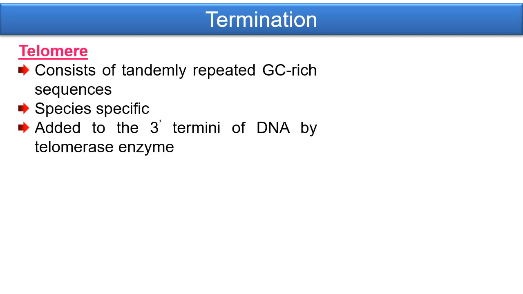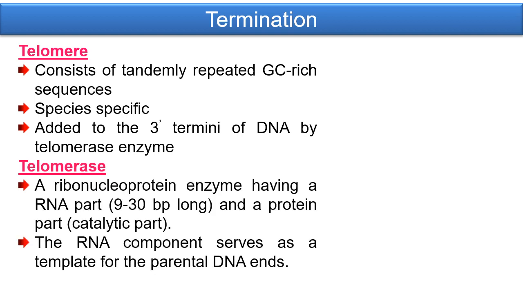This is about telomere, which consists of randomly repeated GC-rich sequences and is highly conserved and species specific, and is added to the 3' termini of template DNA with the help of the telomerase enzyme. This telomerase enzyme is a ribonucleoprotein enzyme having an RNA part of 30 to 90 bp long, and a protein part which is actually the catalytic part, which helps in synthesizing the ends. The RNA part serves as a template for the parental DNA ends, which must be elongated.